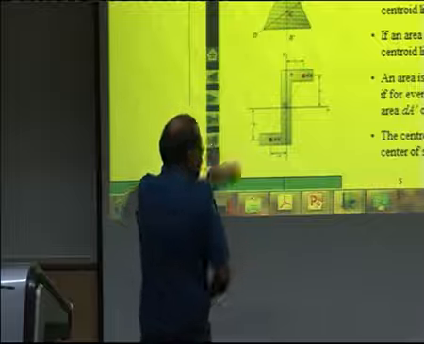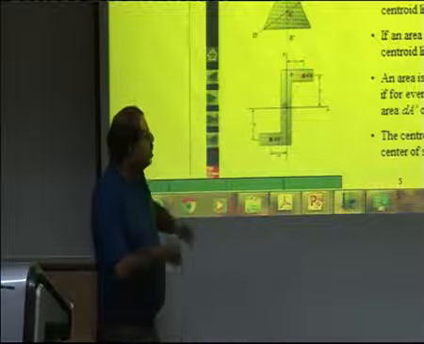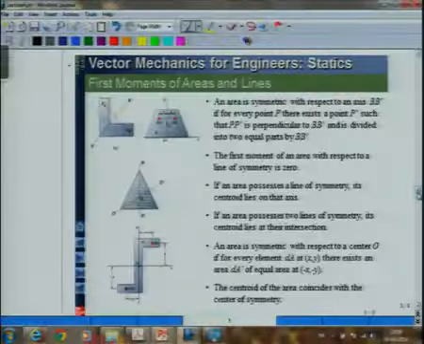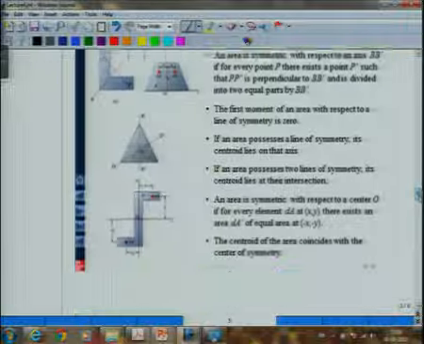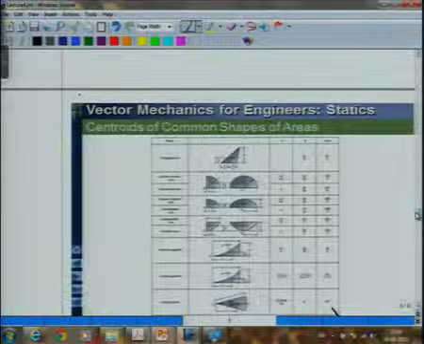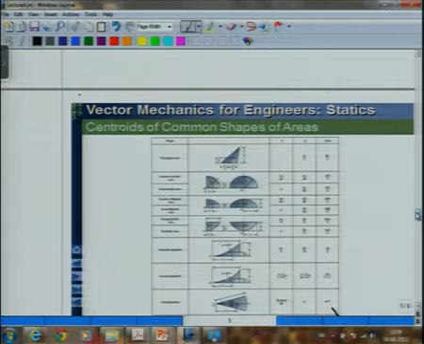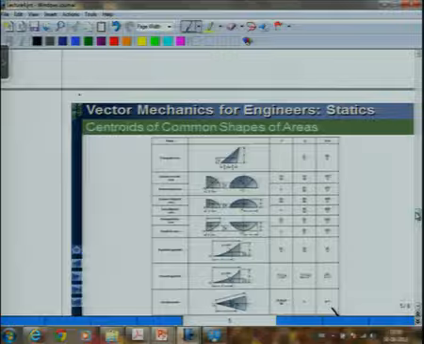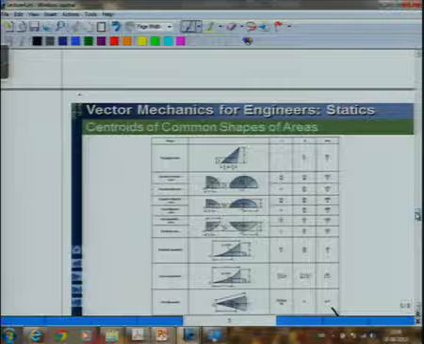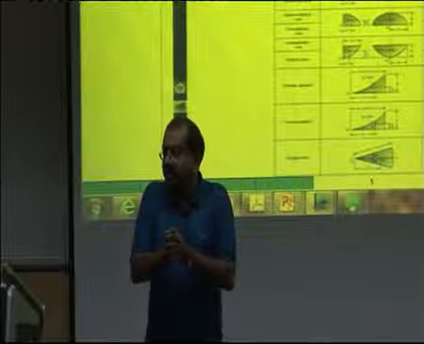Now, the last point is not really that important, you can read it from the book. But the centroid of an area will coincide with the centroid of symmetry, that is obvious. You do not need to remember these, this is just taken from the book. You can have a look at that, and if they are needed, they will be given to you in the exam, unless I ask you to calculate it by integration. So these are centroids of some typical figures. If it is a rectangle or a square or a circle, it obviously is the center. There is no big deal.